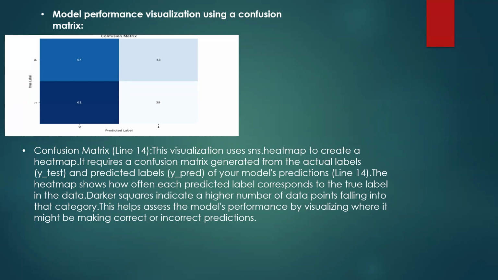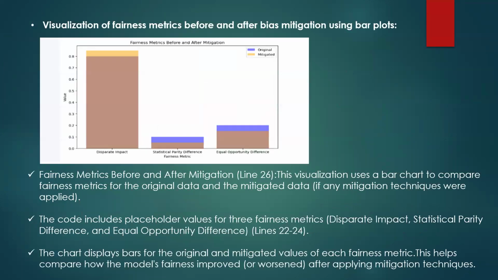Next slide. Visualization of fairness metrics before and after bias mitigation. Here we used bar plots for this step, and the visualization compares fairness metrics for the original data and the mitigated data. This helps compare how the model's fairness improved after applying mitigation techniques.